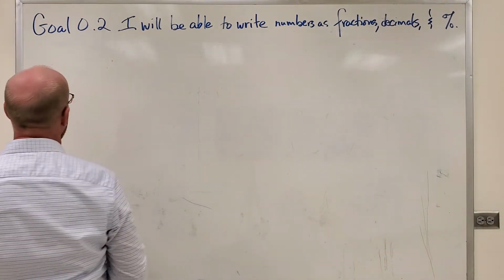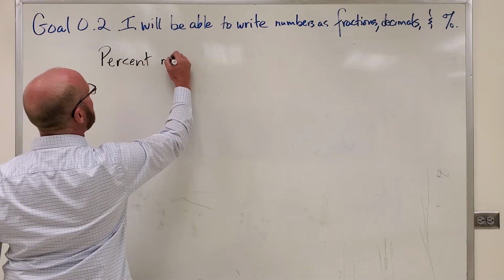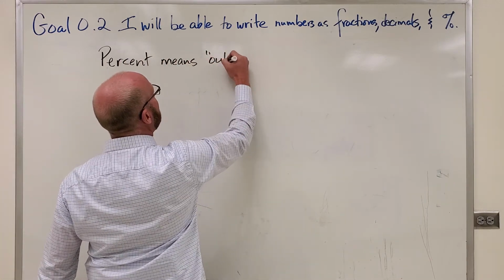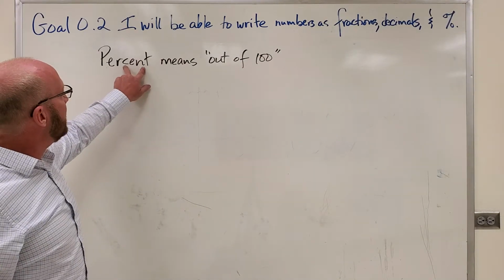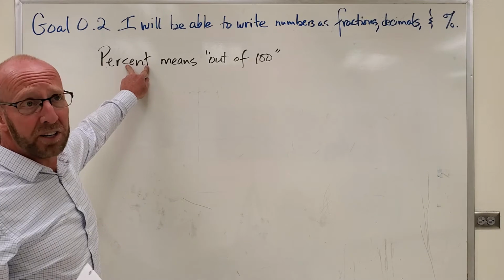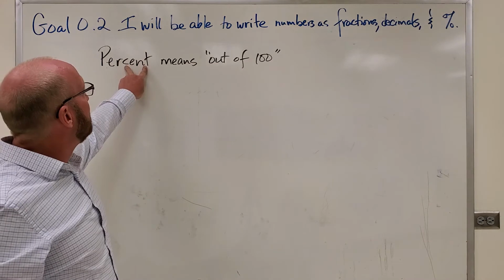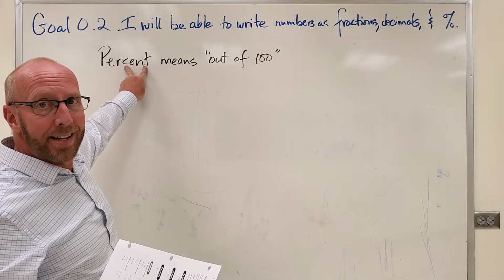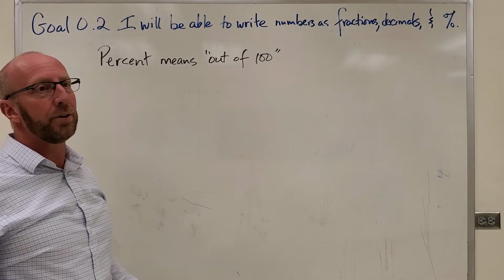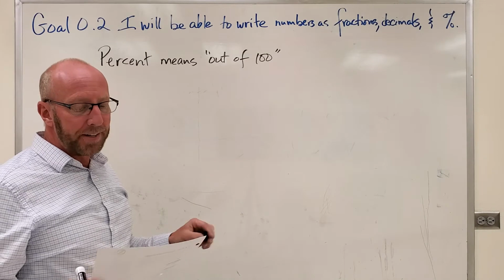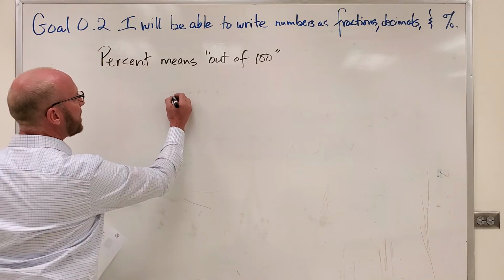So let's begin with the idea of percent. Percent means out of 100. The per means out of, cent means 100. A century is 100 years. A centurion is a Roman soldier, over 100 soldiers. And so cent, we have 100 cents in a dollar, pennies. So cent means 100. So percent means out of 100. So I could write any number as a percent by putting it over 100, or in our decimal system.